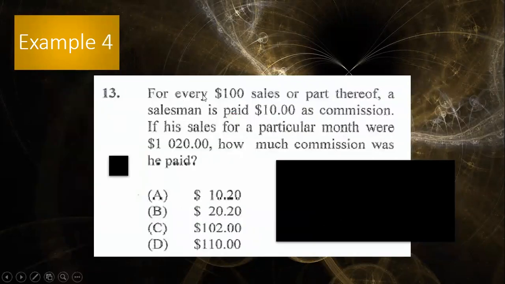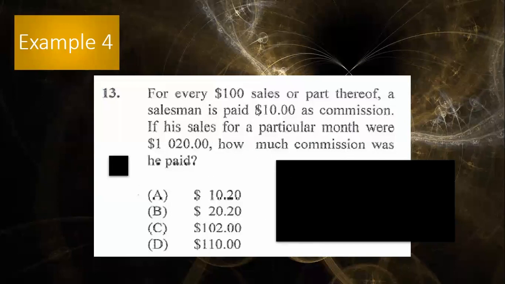It says for every $100 sales or part thereof, a salesman is paid $10 as commission. If his sales for a particular month were $1,020, how much commission was he paid?